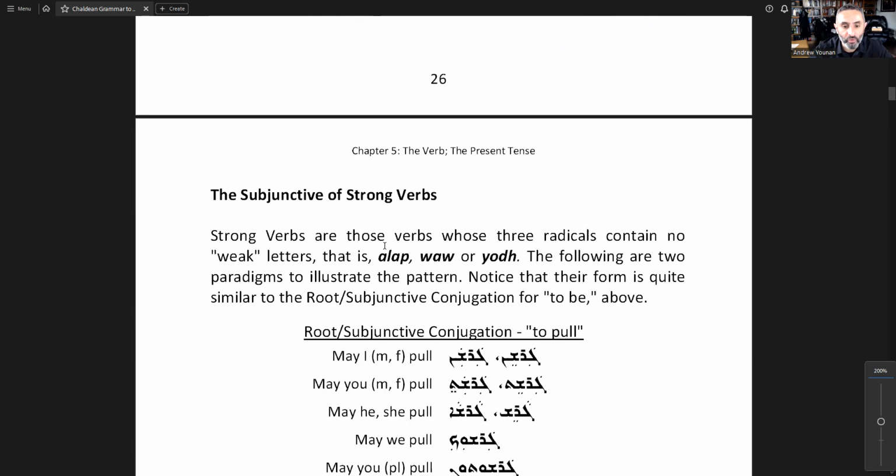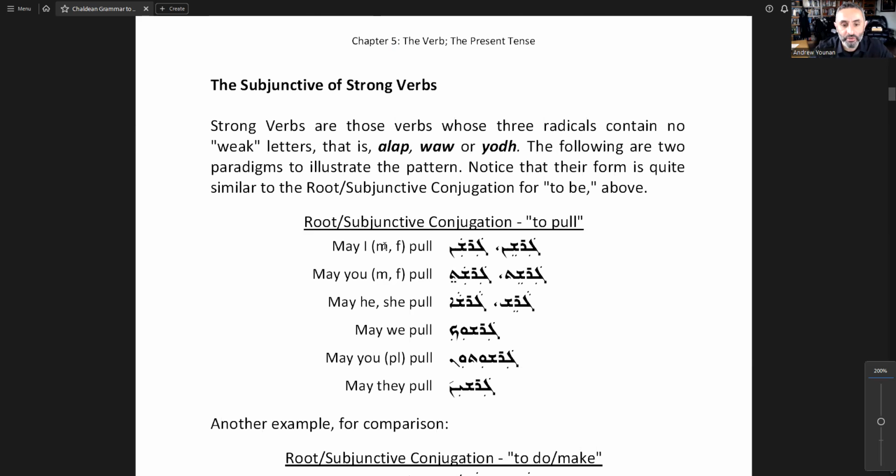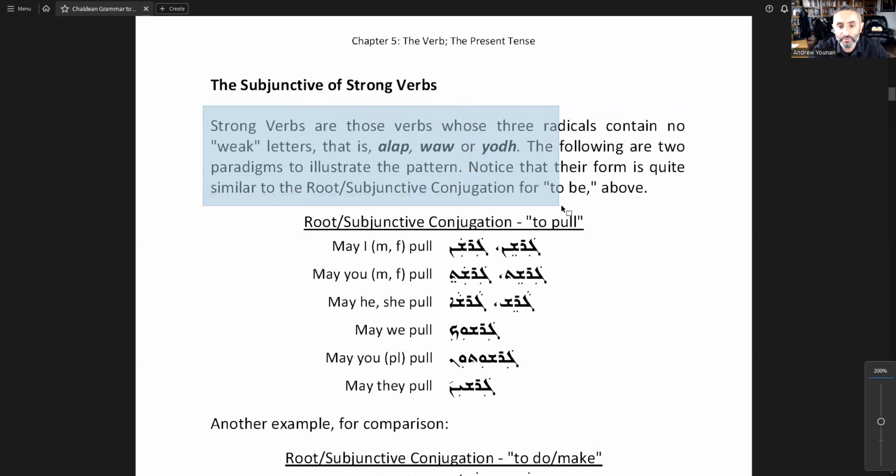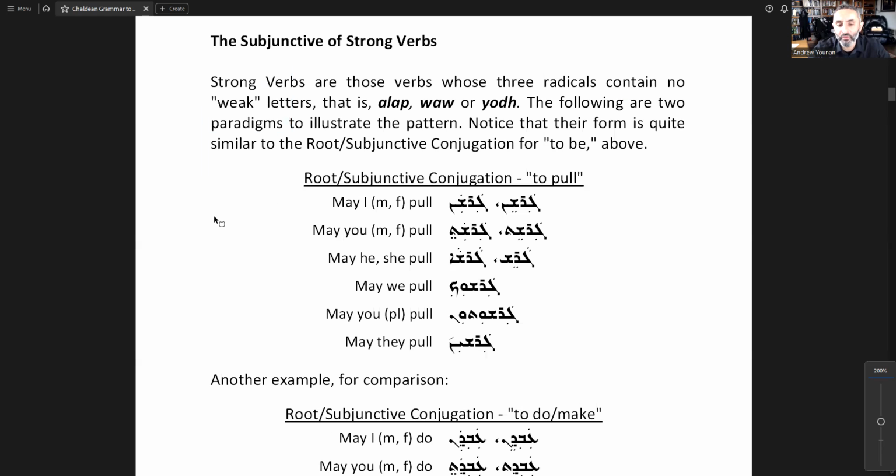Okay. If you're going to power through, or if you pause and you're coming back, let's talk about the subjunctive of strong verbs. And I hope this is going to be a relief to you because it's fairly easy if you learned what we learned earlier. Strong verbs are those verbs whose three radicals, three root letters, contain no weak letters, that is alep, waw, or yod. We already talked about that. The following are two patterns to illustrate the pattern. Notice that their form is quite similar to the root subjunctive conjugation for to be above. So you already sort of know this. I'm just giving you a different example.